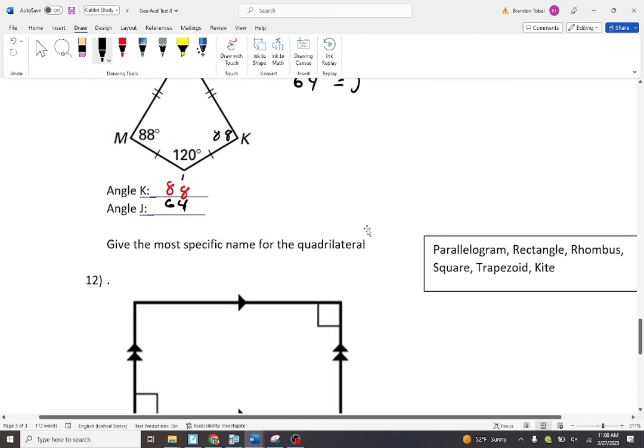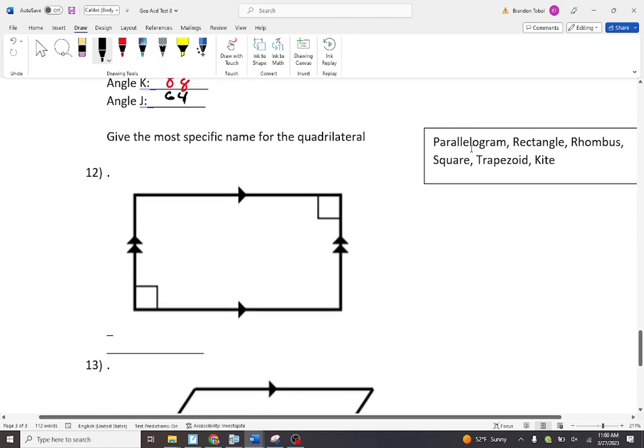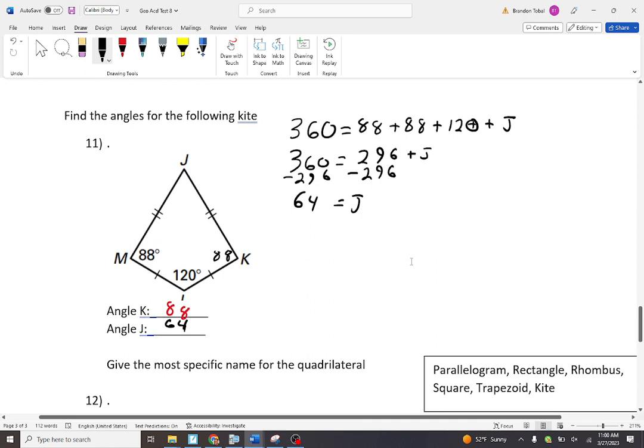All right. For this one, we're going to name the specific name for the quadrilateral. In this section, I will not have trapezoid and kite because we didn't talk in detail about identifying them. So the only ones you will have are parallelogram, rectangle, square, and rhombus. We want to give the most specific name. That means some things could be both a rhombus and a square. You want to say square. That's more particular. Okay?